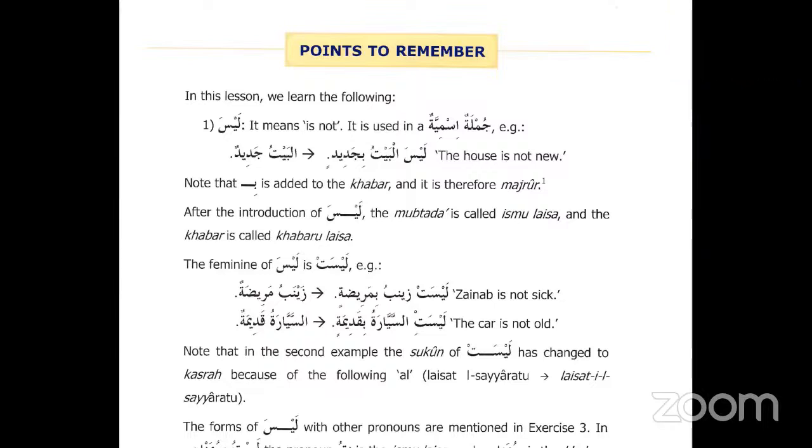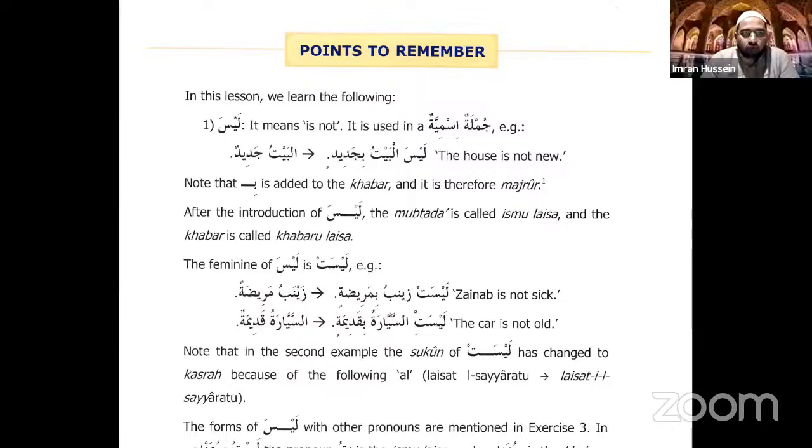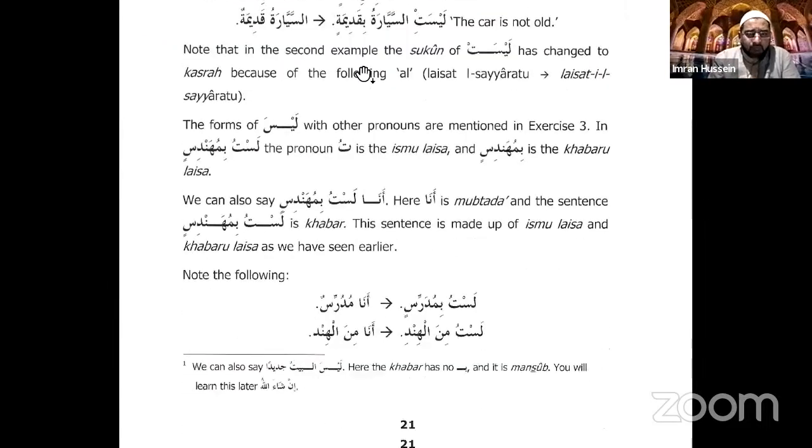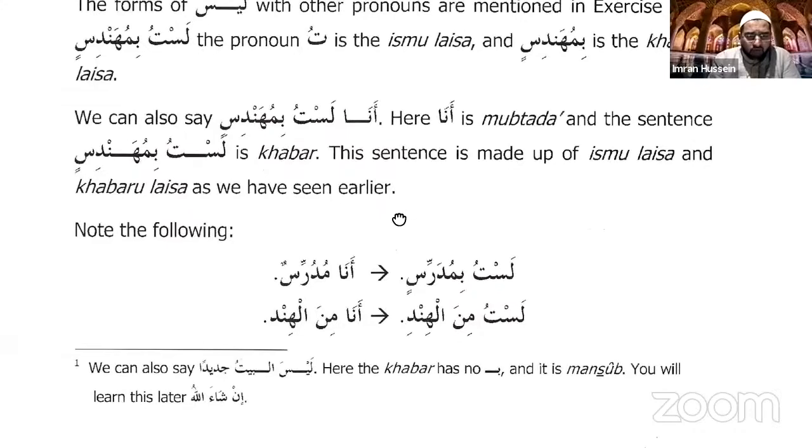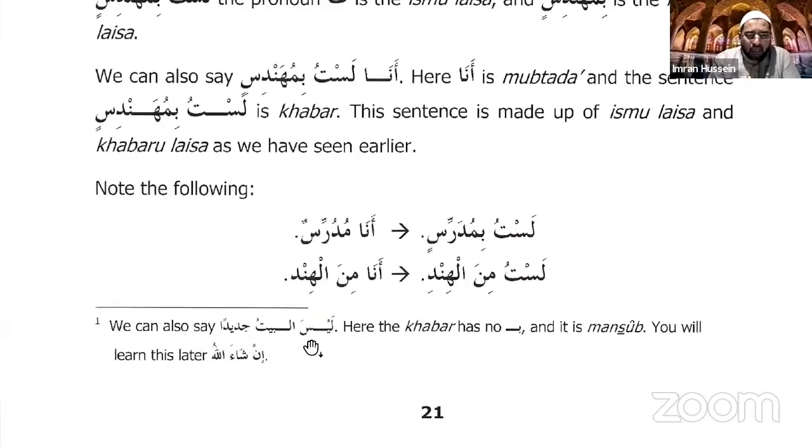Not. And it enters a nominal sentence like al-baytu jadidun, as you see over here. Then when laysa comes, laysa al-baytu, and a harf jar is added with the khabar, and it gets a kasra tanween. Laysa al-baytu bijadidin. Originally, it should be like this. If you look at the bottom right, we can also say al-baytu jadidan.